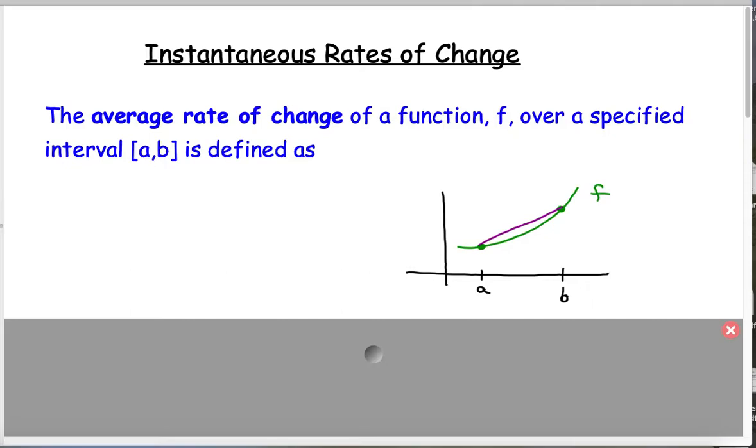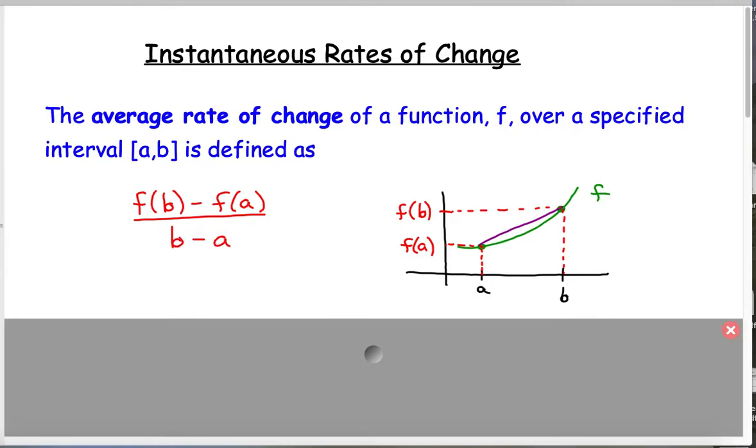So the slope is going to be, if our function is f, then the y value of that point will be f of b, and the y value of this point will be f of a. So to find the slope between 2 points, we simply do the difference of the y's over the difference of the x's, or the rise over the run. So that would be f of b minus f of a over b minus a. And so that's your average rate of change.